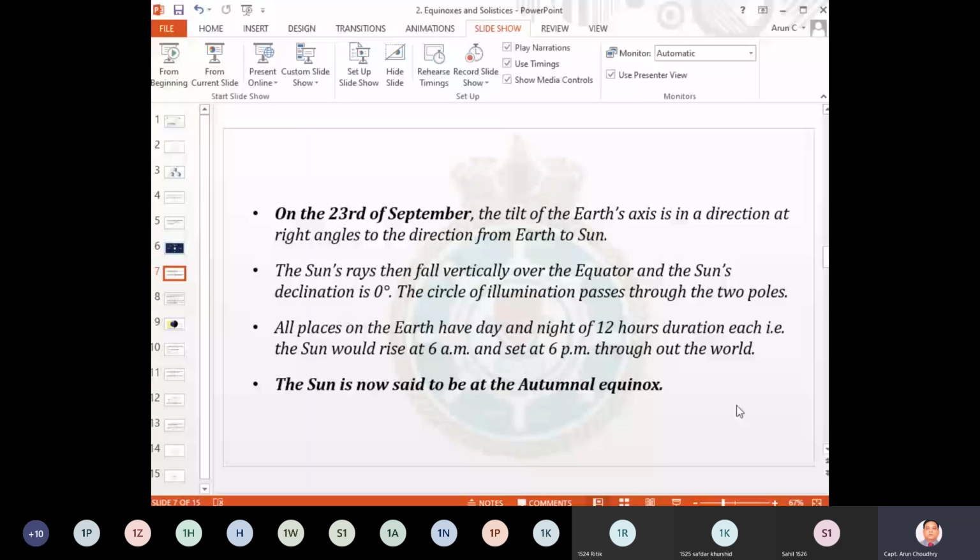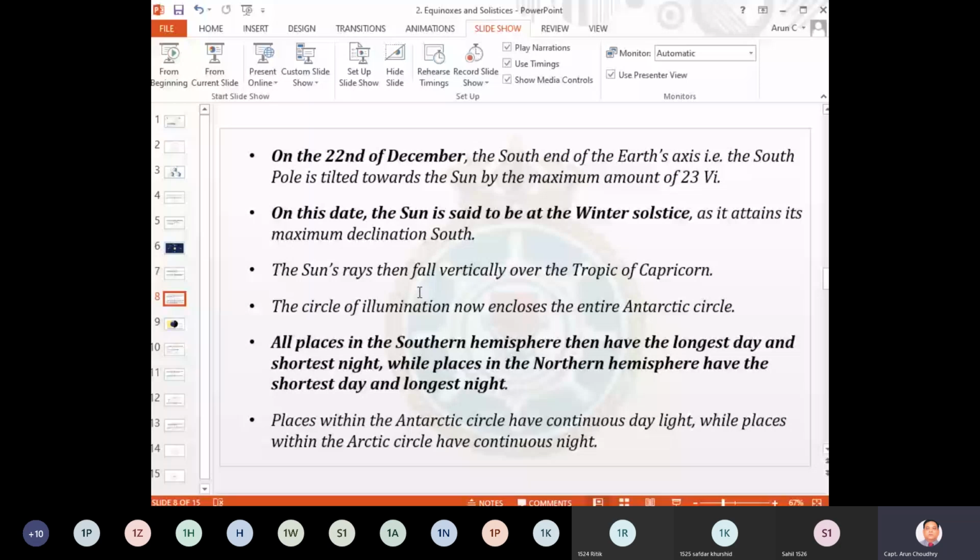But the day and night are equal when the sun is at the equinox. And 23rd September equinox is called the autumnal equinox. On the 22nd December, the south end of the Earth's axis is tilted towards the sun. That is the maximum declination. Okay, this is 23 degrees. I have to correct it.